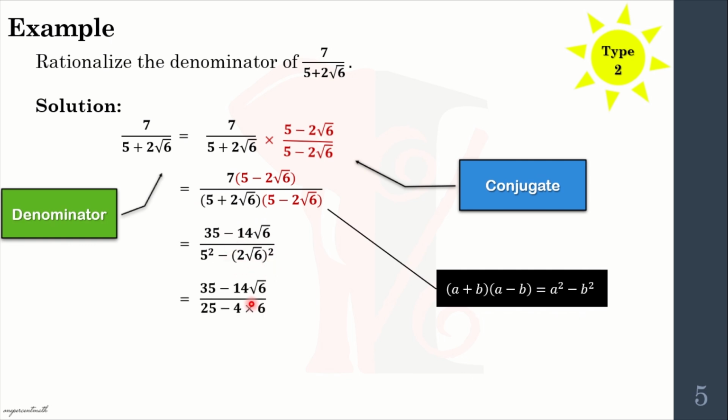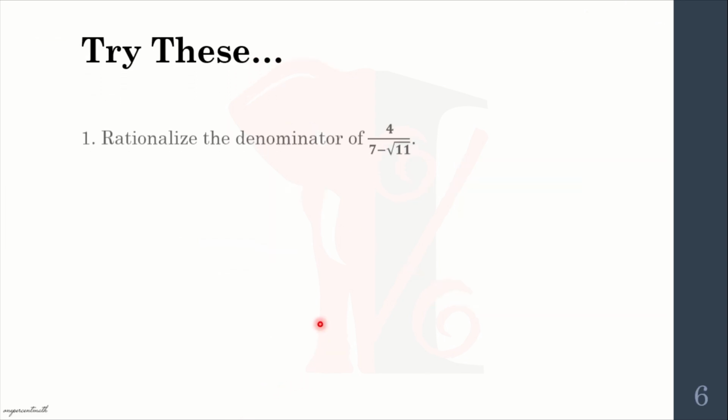Now you see this square is for both 2 and root 6. So in the next step, 5 square becomes 25. When you give this square to the 2, it becomes 2 square, which is 4. When you give this square to the root 6, you get 6. The 4 into 6 will give me 24, and 25 minus 24 is 1. Now you see any number with denominator 1 you can exclude, so you can just write the numerator: 35 minus 14 root 6. This is it. Let us try these examples.